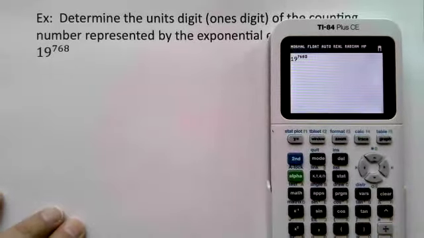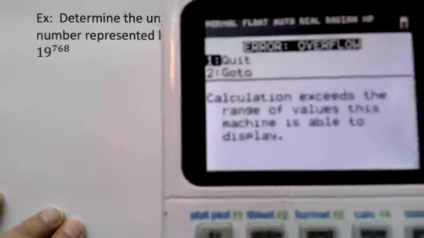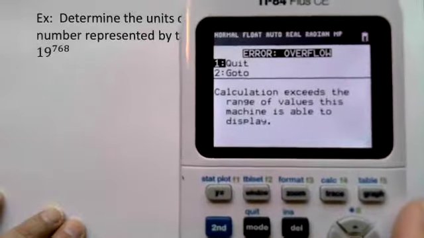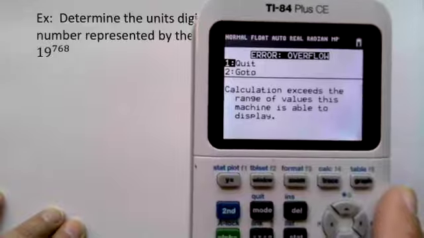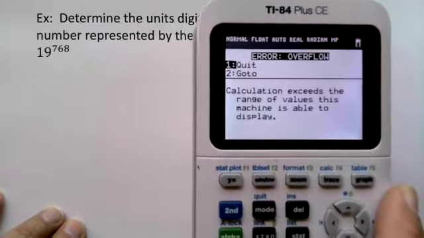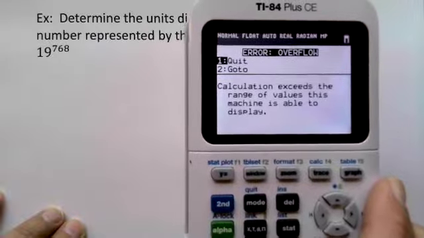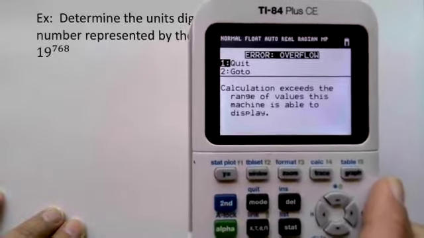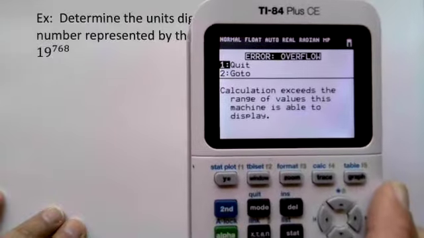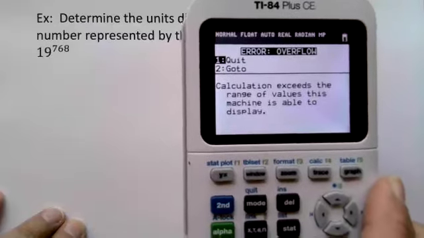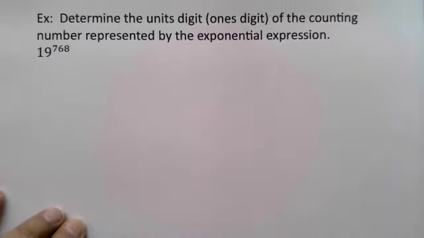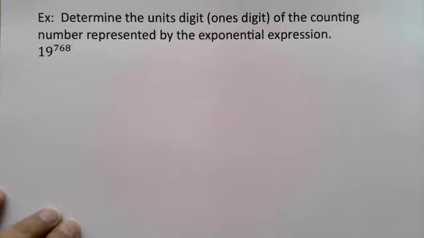The problem with just doing 19 to the power of 768 is your calculator is probably going to say, no, I'm not doing that one. Too much work. The answer is too big. Even your calculator can't figure this one out. It gave me an error: calculation exceeds the range of values this machine is able to display. It's so big the calculator can't even handle this. So you're saying if the calculator can't handle it, how am I supposed to do this problem? How do you expect me to figure out the answer if the calculator can't even do it?